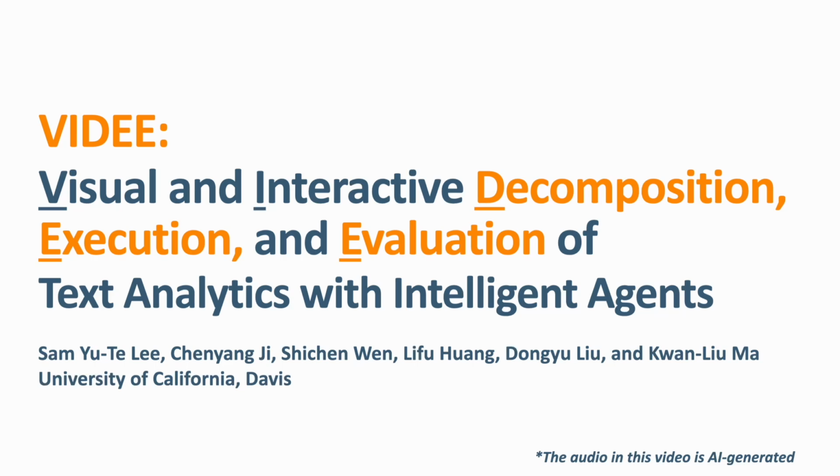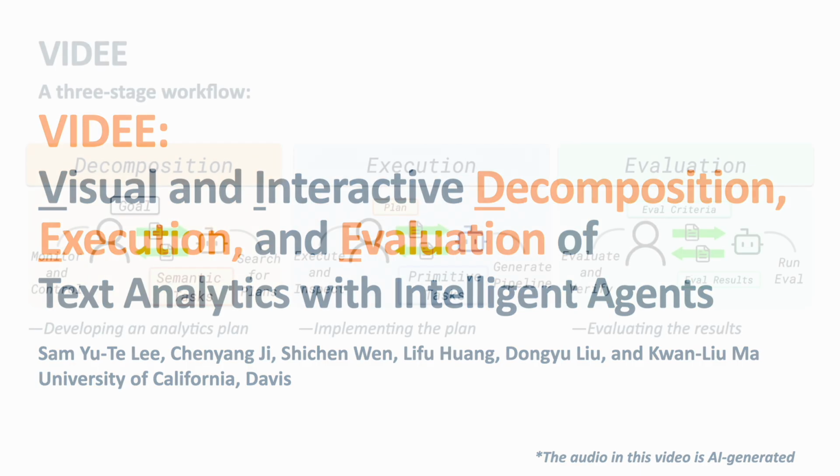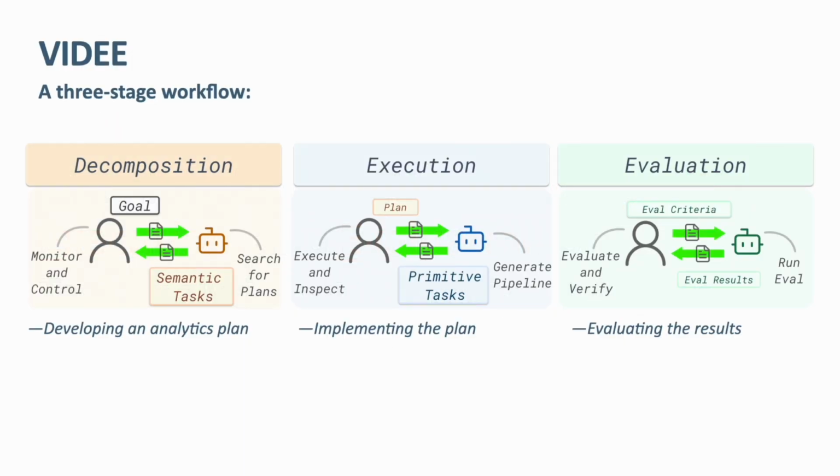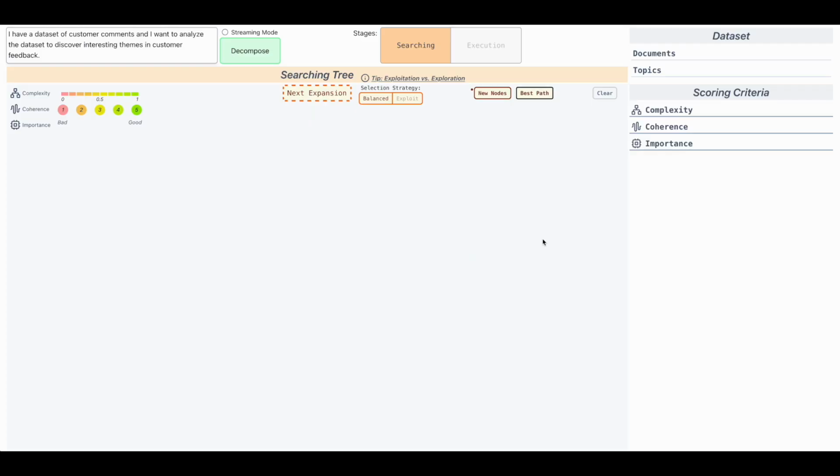We introduce VIDEE, Visual and Interactive Decomposition, Execution, Evaluation of Text Analytics with Intelligent Agents. It incorporates a three-stage workflow to help entry-level data analysts conduct text analytics. The human and agent work together to develop and implement an analytics plan, execute the pipeline, and evaluate the results. Let's walk through the interface with a usage example.